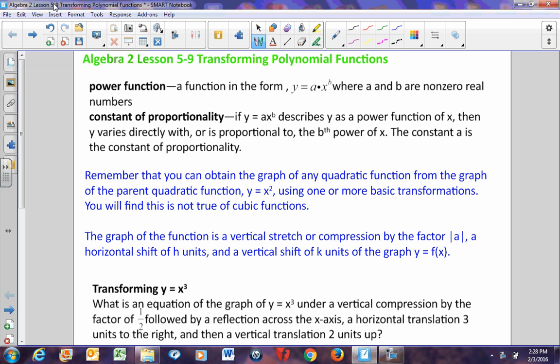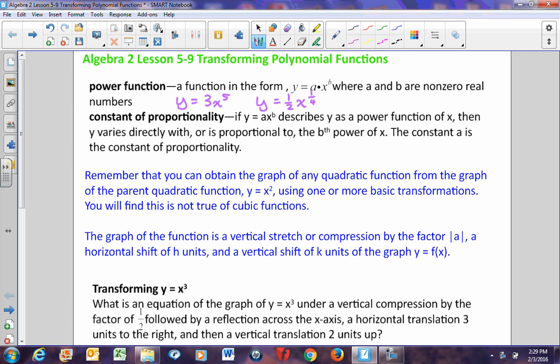This is Algebra 2, Lesson 5-9, Transforming Polynomial Functions. A power function is a function in the form of y equals a times x to the b, where a and b are non-zero real numbers. Like I can have y equals 3x to the fifth, or I can have y equals 1/2 x to the 1/4. It doesn't matter because real numbers, fractions are real numbers.